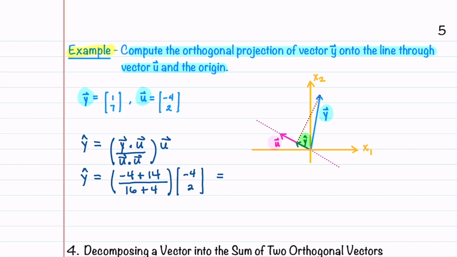Minus 4 plus 14 is going to be 10. 16 plus 4 is 20. And then we have our vector minus 4, 2. You can see that this is just 1/2. So we divide each component by 2 and we get minus 2, 1. The vector minus 2, 1 is the orthogonal projection of y onto vector u.